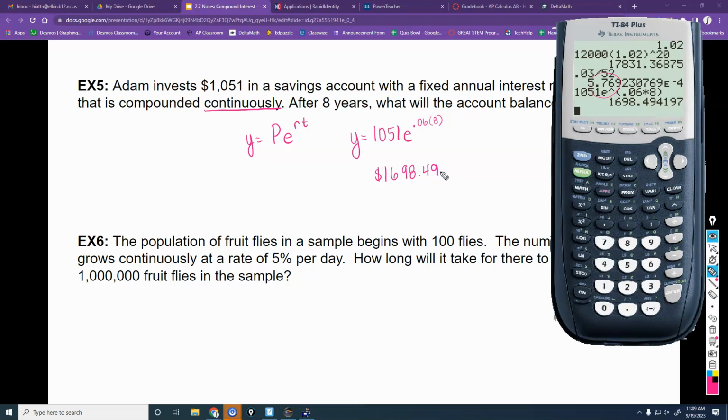Do you have parentheses around your 0.06 times 8? Yeah. Desmos may actually be better for typing in because you can see if it looks right. Okay, so if you see continuously, you want to use this formula right here. Okay. All right, questions?